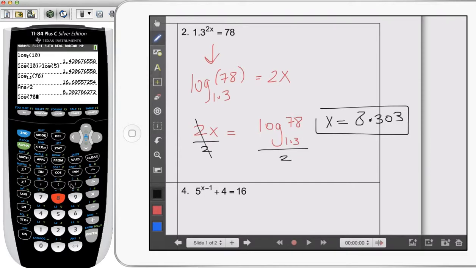Okay? Now again, if your log base is disabled, you find the log of the argument, which is 78 in this case, divided by log of the base, log 1.3. And then you divide that by 2, and you're going to see you're going to get the same answer.